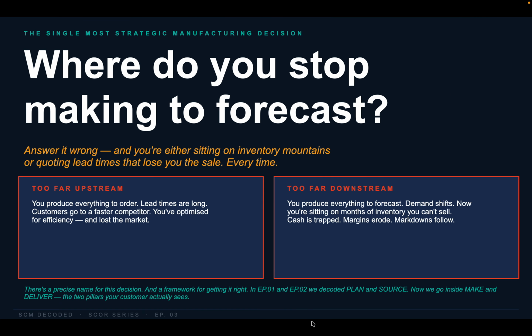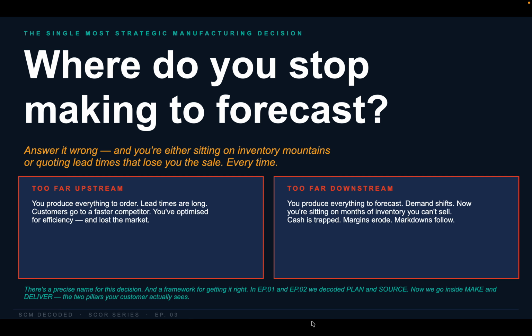We have a very big question to be solved today in front of us, which is where do you stop making to forecast? And we cannot take a risk to answer this question incorrectly, because if we do so, we will be either sitting on months of inventory which we cannot sell, or quoting lead times that send customers to a faster competitor. This decision has a name, it has also a framework, and most organizations make it by accident, not by design.